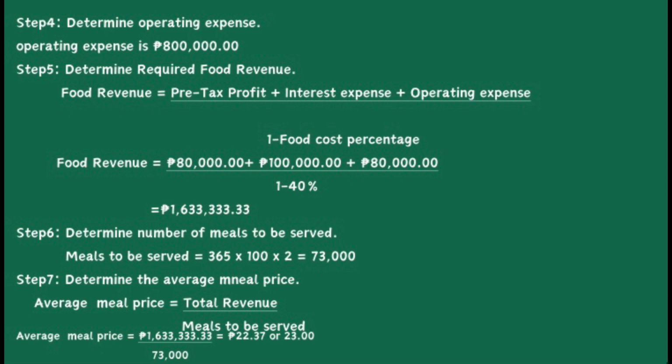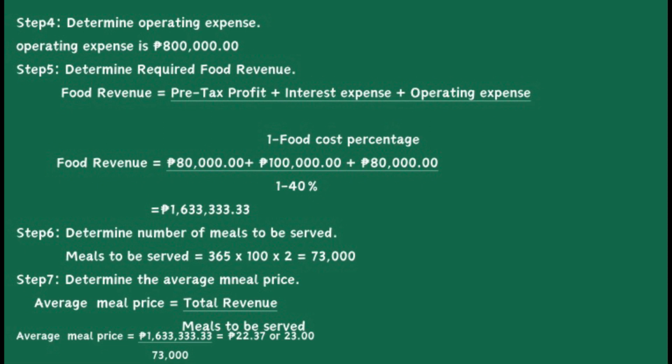Step 4, determine operating expense. Operating expense is 800,000. Step 5, determine required food revenue. Food revenue equals pre-tax profit plus interest expense plus operating expense divided by 1 minus food cost percentage. Food revenue equals 80,000, the pre-tax profit, plus 100,000, the interest expense, plus 800,000, the operating expense, divided by 1 minus 40% equals 1,633,333.33.